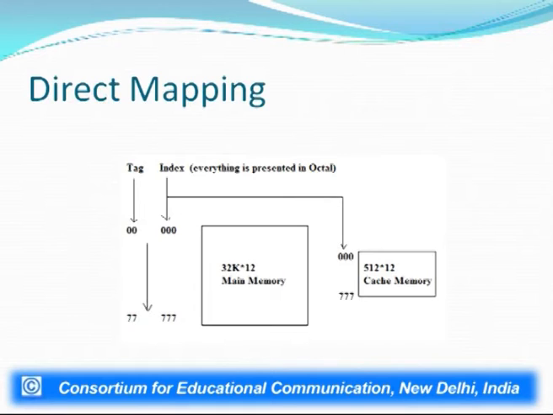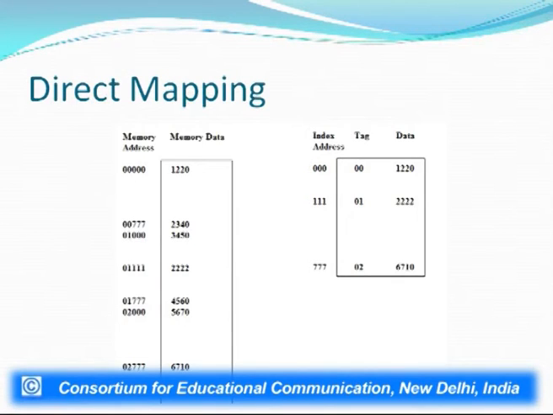Here you can see the direct mapping: tag and index, everything presented in octal, with the 32K by 12 main memory and the 512 by 12 cache memory. In another direct mapping example, you can see the different memory addresses, memory data, index addresses, tag and data. In memory addresses, here you can see 00000, 00777, 01000, and the different memory data you will find in the case of direct mapping.